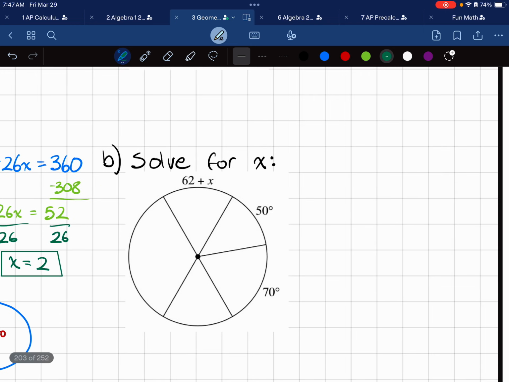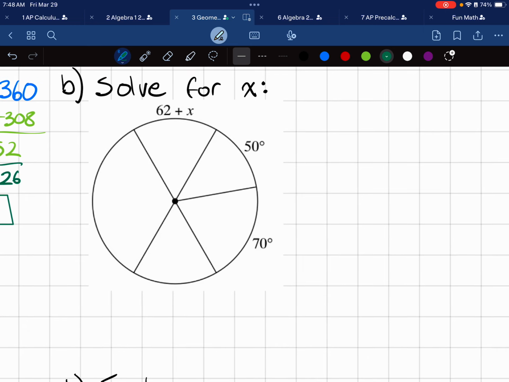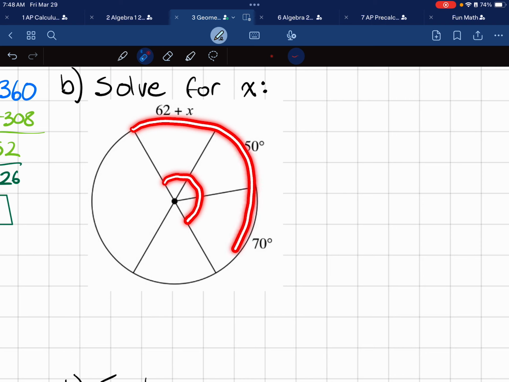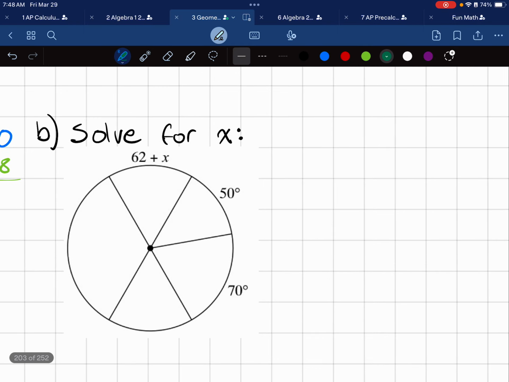All right, let's try example 2b. I'm noticing I'm missing some information over here. Okay, I was worried for a sec, but then I realized that looks like a diameter, therefore it is a diameter, therefore this angle right here has to be 180 degrees, therefore this arc measure right here is 180 degrees. These three angles must be added together to get 180 degrees. That's how I'm going to set up my equation.